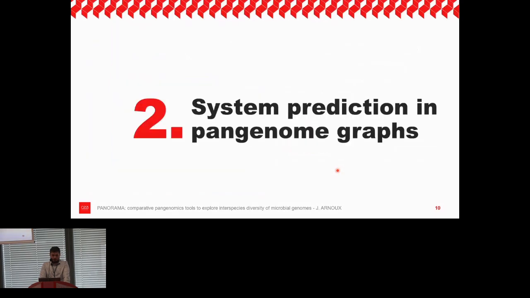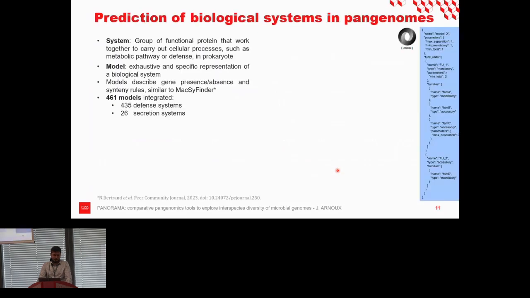So let's move on to the system prediction in a pangenome graph. A system is a group of functional proteins that works together to carry out cellular processes. To predict a system, we need to have a model, which is an exhaustive and specific representation of the system. The model describes the gene presence, absence, and the synteny rules of the system.